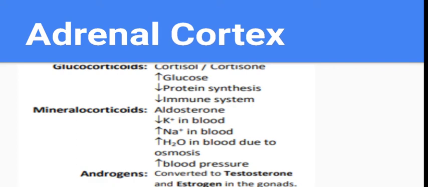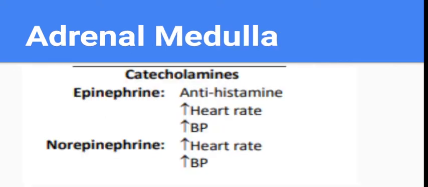So mineralocorticoids is aldosterone. So decrease K in the blood, increase sodium in the blood, and increase H2O in the blood due to osmosis. Also increase blood pressure. Androgens converted to testosterone, estrogen in the gonads.